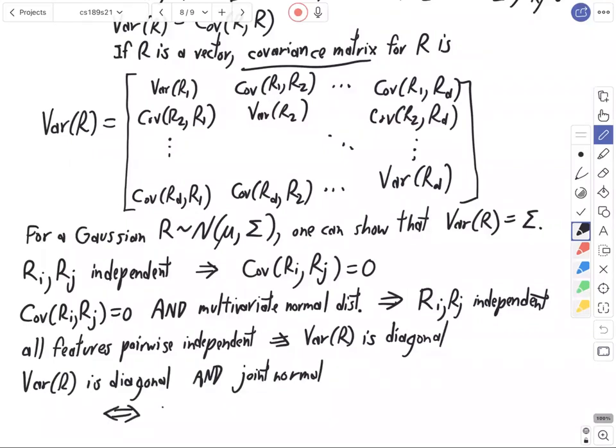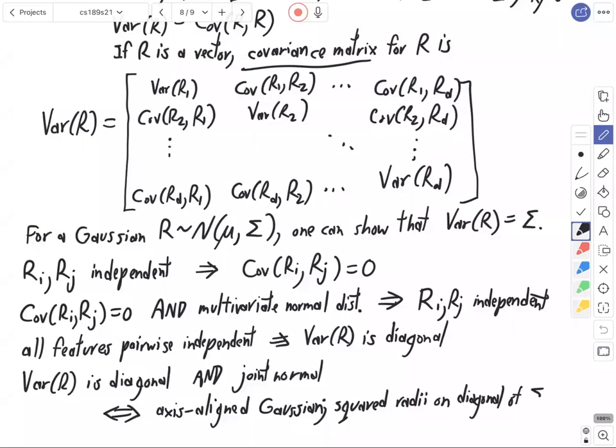So that statement is equivalent to the Gaussian itself being axis aligned. And if that happens, then we can read the squares of the ellipsoid radii off of the diagonal of the covariance matrix.